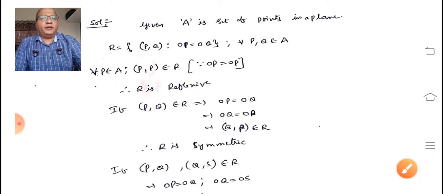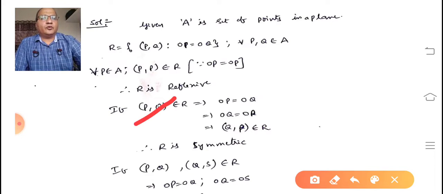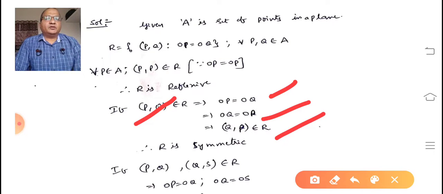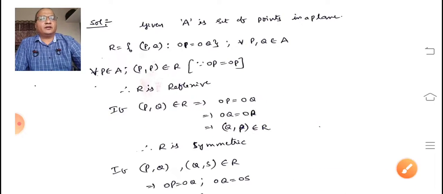Next, if P, Q belongs to R, OP is equal to OQ. Then we can write it as OQ is equal to OP. That implies Q, P belongs to R. So if P, Q belongs to R, Q, P also belongs to R. Therefore R is symmetric.